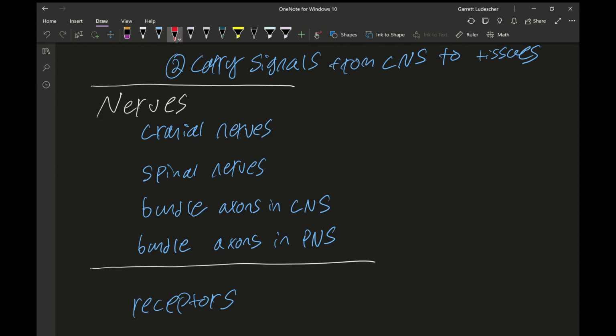Okay, so something to note is that cranial nerves connect to the brain, and guess where spinal nerves connect to? The spinal cord. That's pretty easy. I don't know why it's even a question. And then also you need to know a bundle of axons in the CNS is called a tract, and in the PNS they're called a nerve.